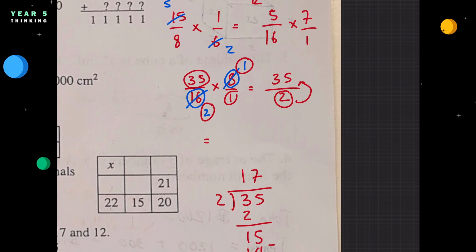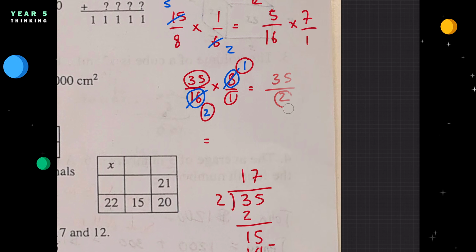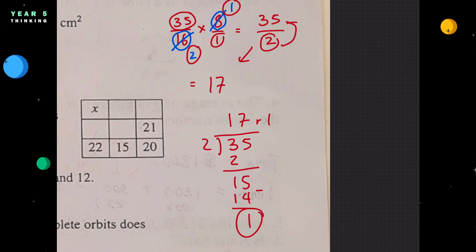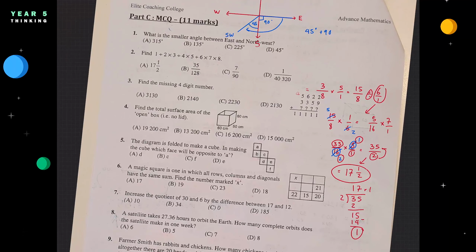So the question when we asked, rubber too big. When we have 35 on 2 and we want to change it to a mixed numeral, we say how many 2's go into 35? The answer is 17 times with a remainder of 1, as we can see here. So that means 1 over 2, so 17 and a half. Okay, so the answer is A, 17 and a half.